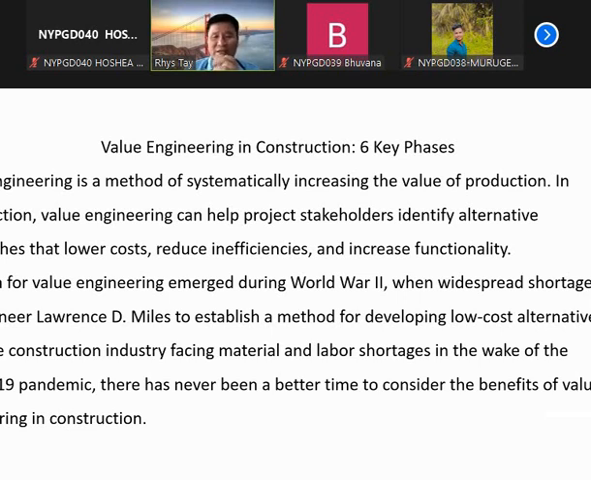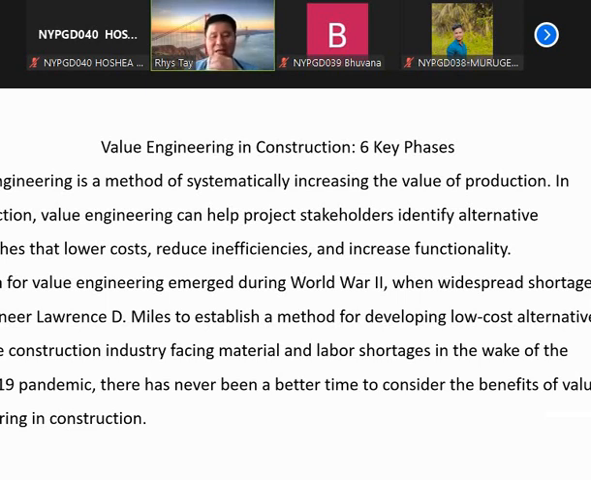Okay. In construction, value engineering can help project stakeholders identify alternative approaches that lower cost, reduce inefficiency, and increase functionality. That means one worker last time did an 8-hour job, but now within 8 hours of work, they can finish 2 jobs. That means the function of their job has doubled. Can you do that? No? Of course you can, but you depend on the planning stage.